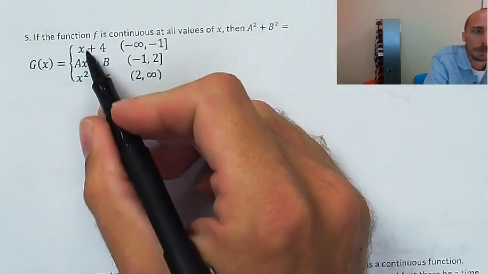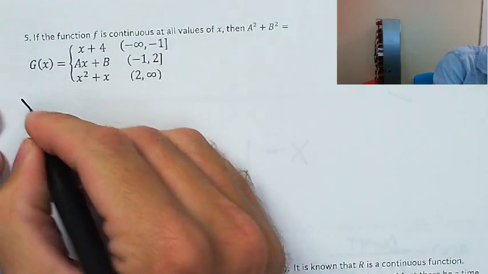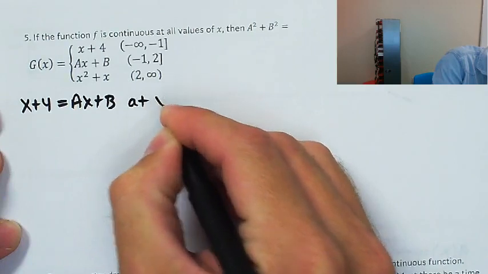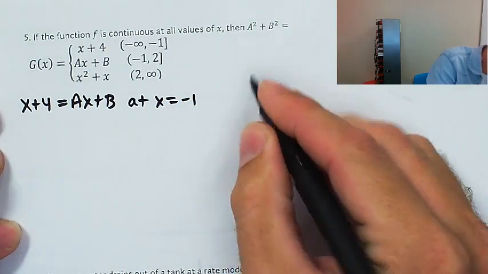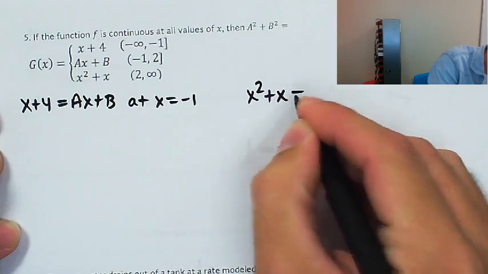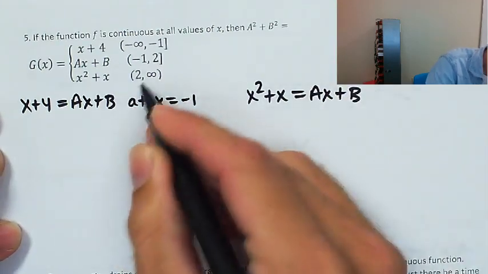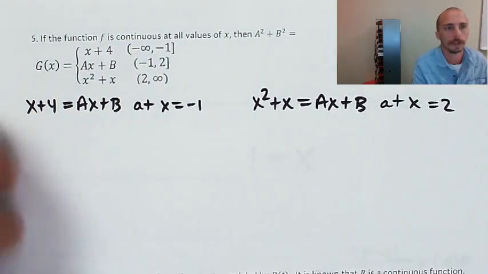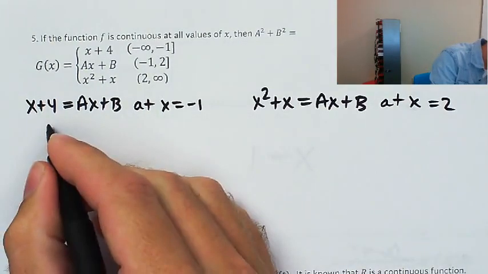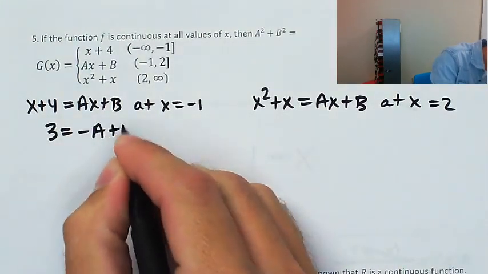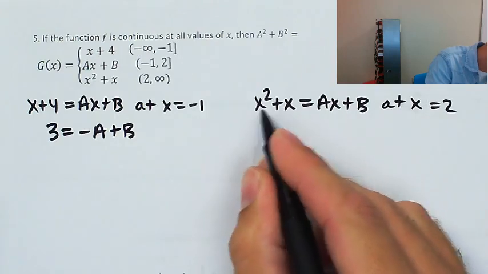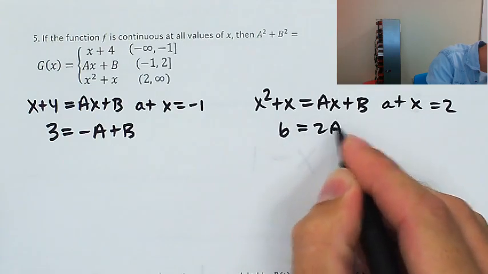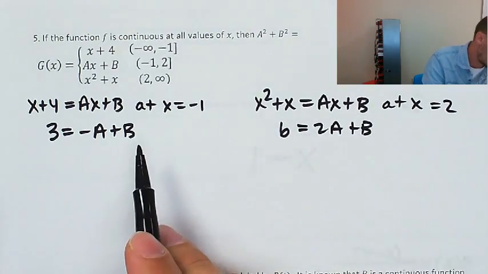So I need these two things to be equal at the x value they share. So I need x plus 4 equals ax plus b at x equals -1. But then I also need x squared plus x to equal a, this time at x equals 2, the point that they share. Okay, you can see that. And so I'm going to plug in x equals -1, so that would be 3 equals -a plus b. And over here, I have x equals 2, that's going to be 4 and 2 is 6 equals 2a plus b.